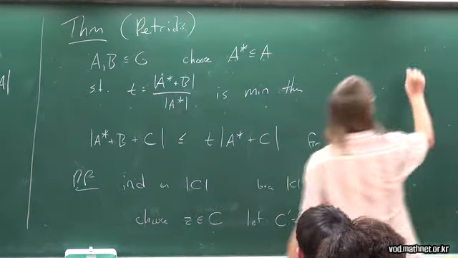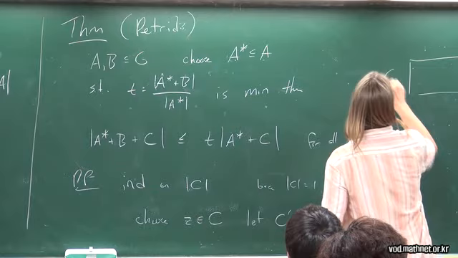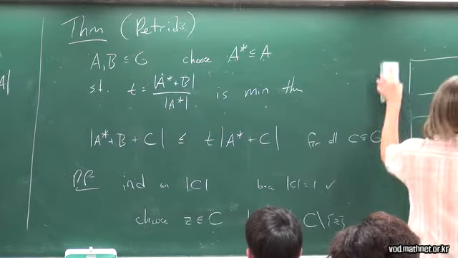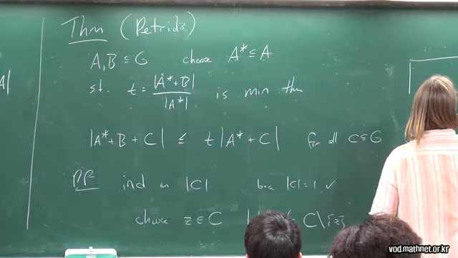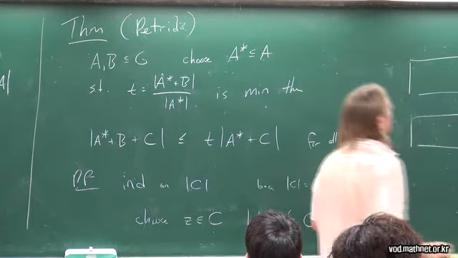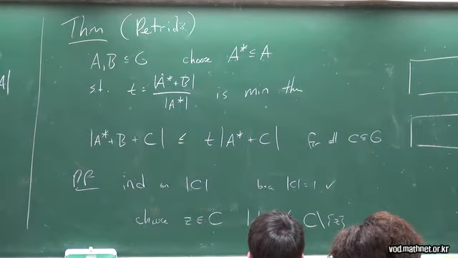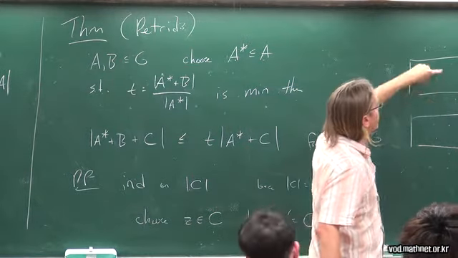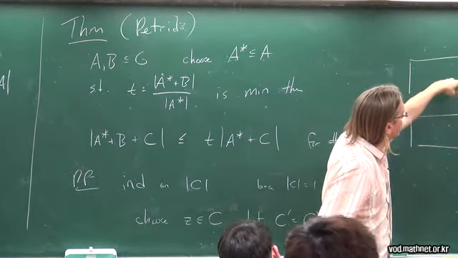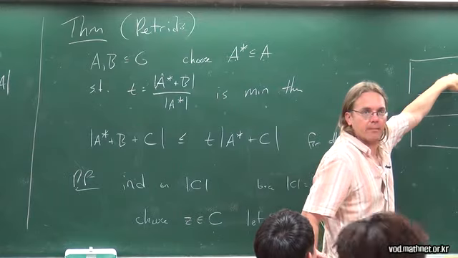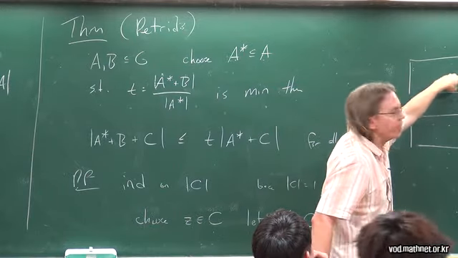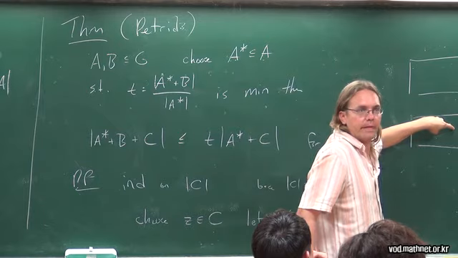Now I'm going to draw a picture. Maybe I better put this over here. So I'm drawing here a directed graph. The vertex set is just 2 copies of G, and I've written A plus B here because you can get from an element in here to an element in here by an edge if you can go from this element to that element by adding something in B.